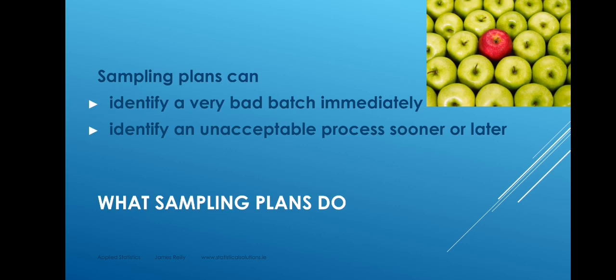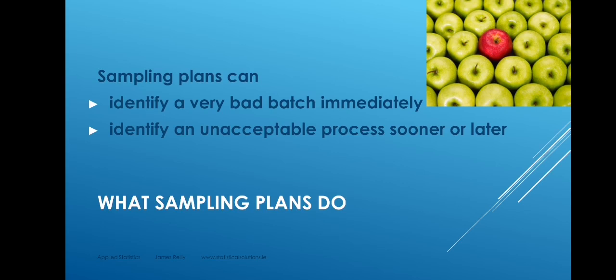So sampling plans can do a few things for us. Sampling plans can identify a very bad batch immediately. A batch which has an incoming quality worse than the LTPD is almost certain to be rejected. And the second thing that sampling plans can do is identify an unacceptable process sooner or later. If batches are repeatedly presented from a process which has an incoming quality level worse than the AQL, then eventually some of the batches will get caught by the sampling process, and that process will be identified as non-conforming.